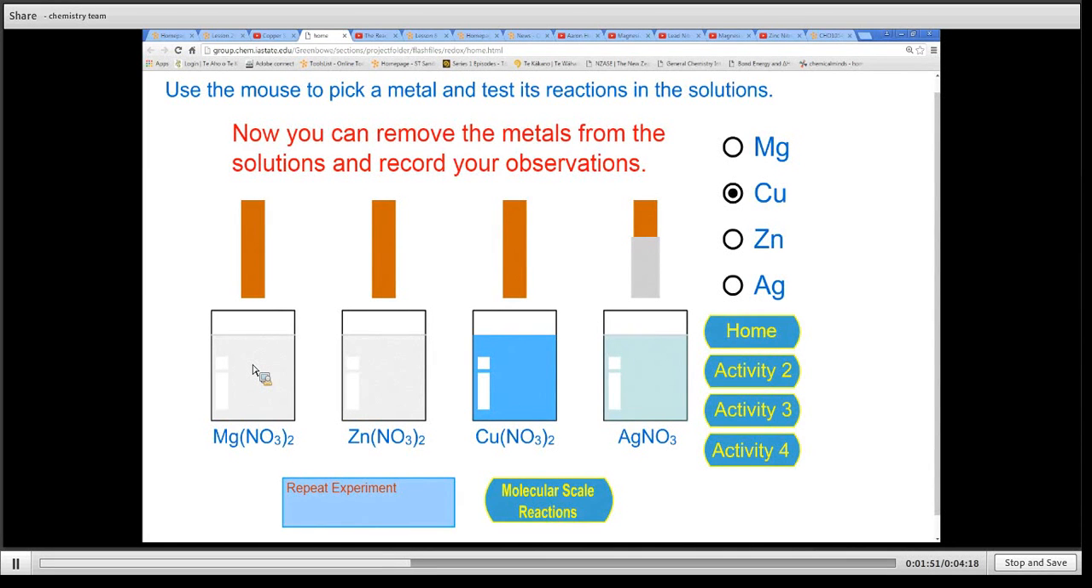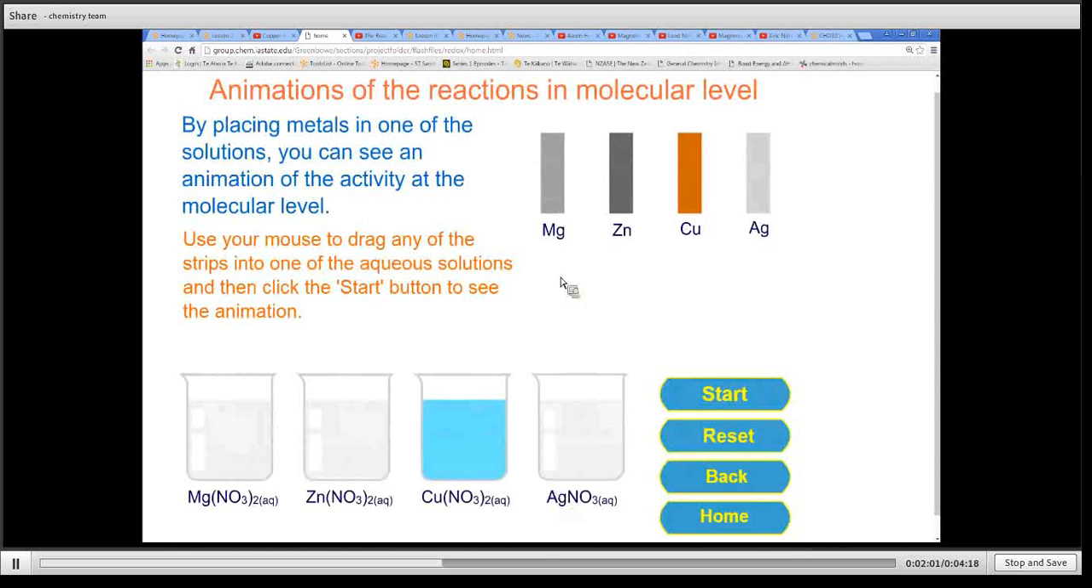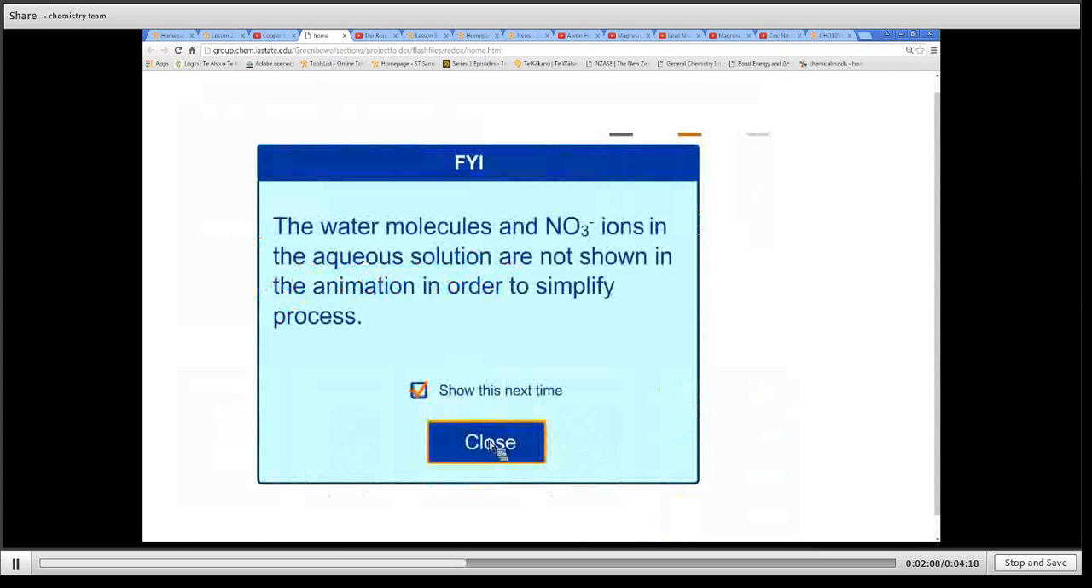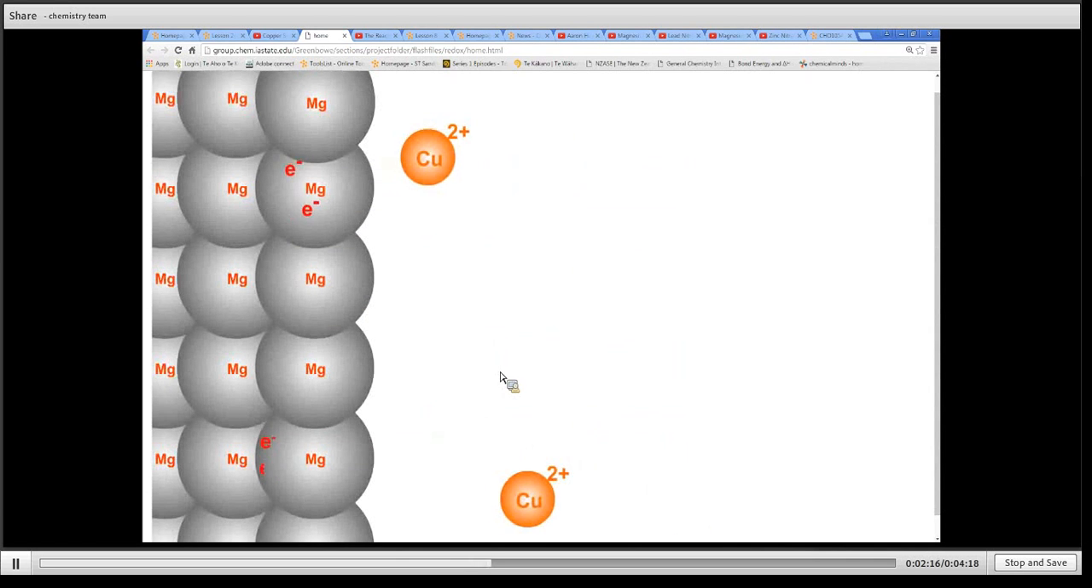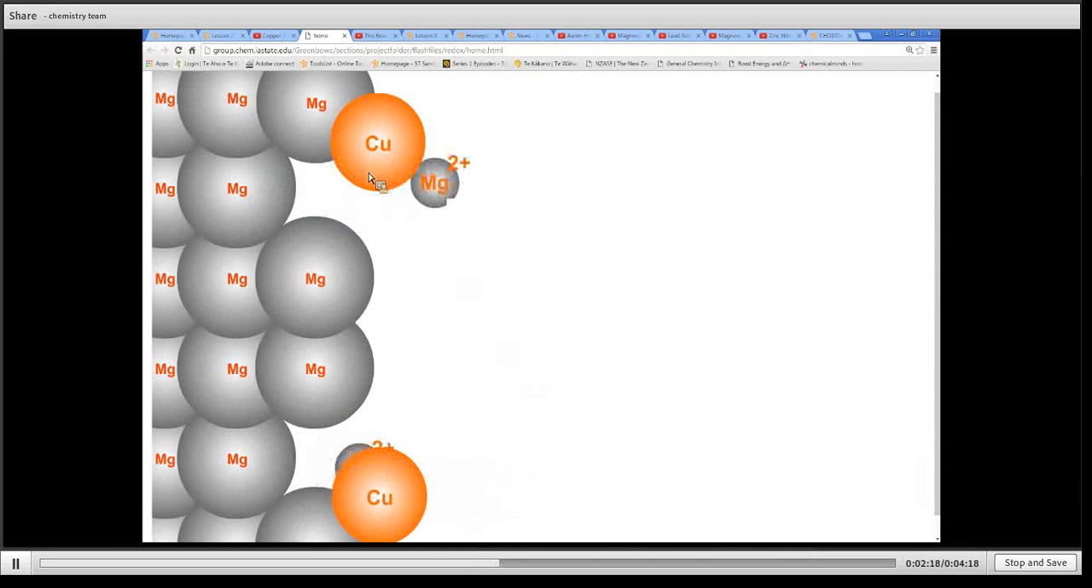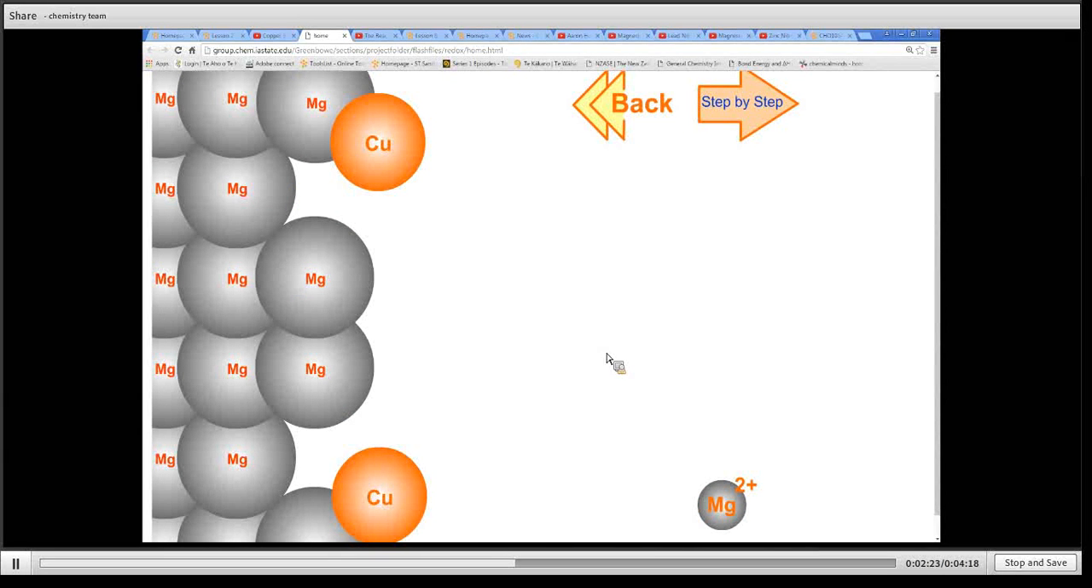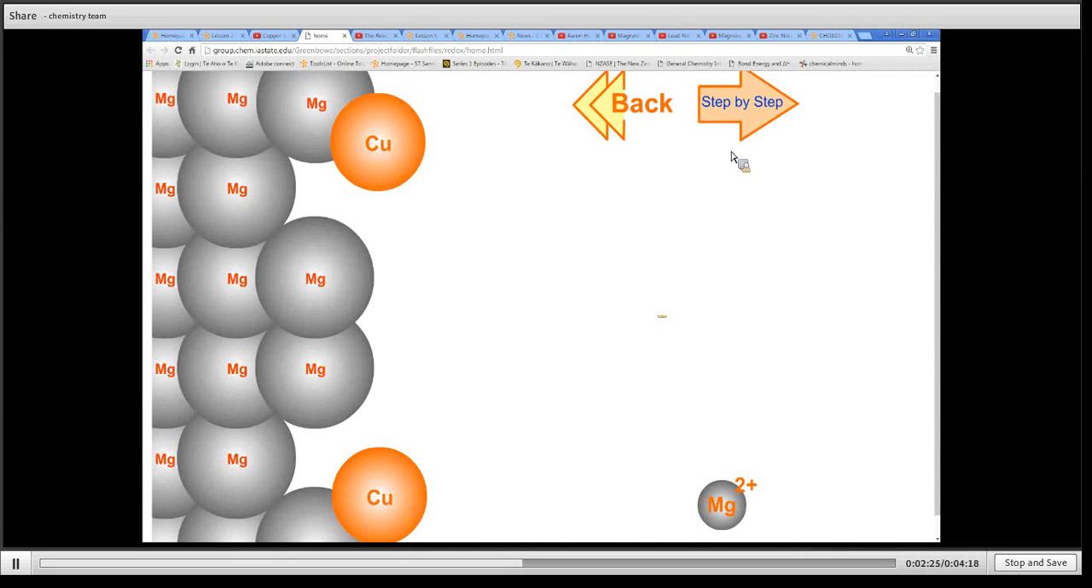The three cornerstones of chemistry are the macroscopic, the microscopic, which is happening at the particle level, and the model. So we can have a look to see what happens at the model level. If I take, for instance, my magnesium and put it into my copper and start it, it says we're not going to show the spectator ions or the water molecules because they don't take part in the reaction. If you have a good look, you'll see the copper picks up some electrons from the magnesium, which hands over electrons, and the magnesium now forms an ion and goes into solution.